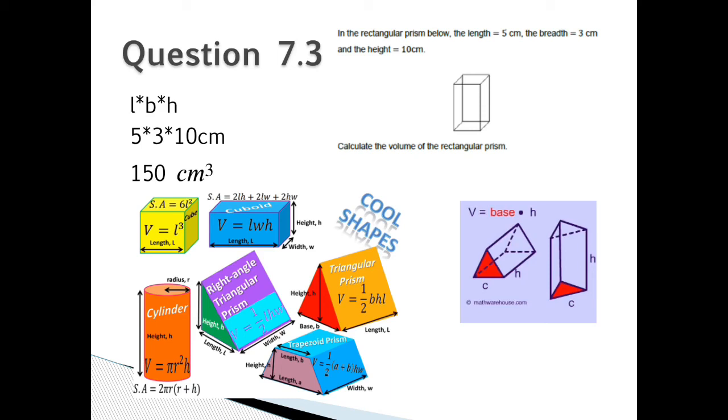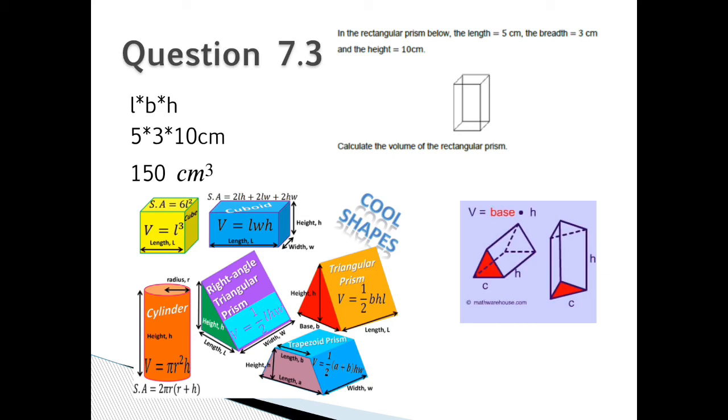The surface area of a cylinder is equal to 2 times pi times radius, parentheses, radius plus height, close parentheses. The volume of a cube is equal to length cubed. The volume of a cuboid is equal to length times width times height. The volume of a cylinder is equal to pi times radius squared times height. The volume of a right-angled triangular prism is equal to half times length times height times width.